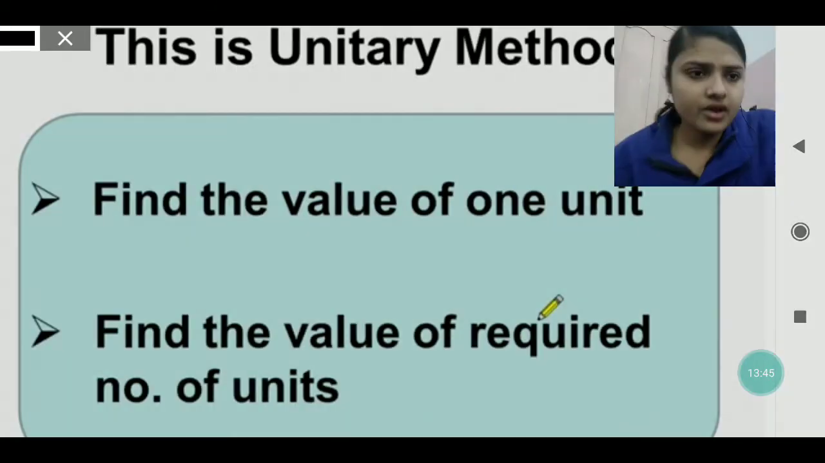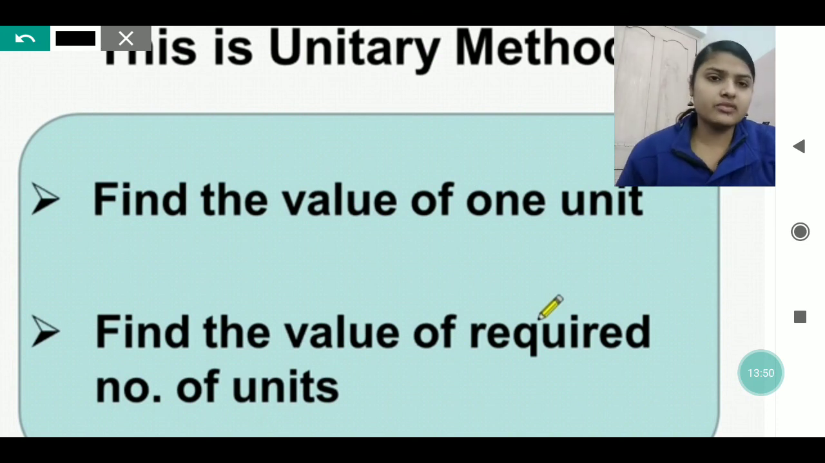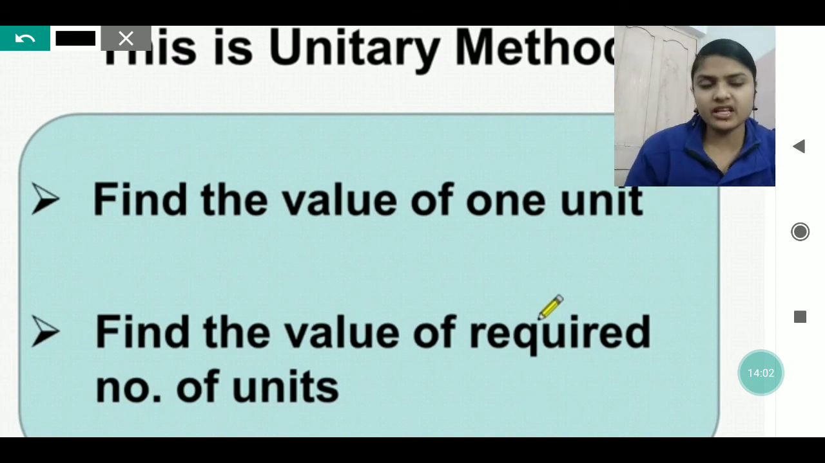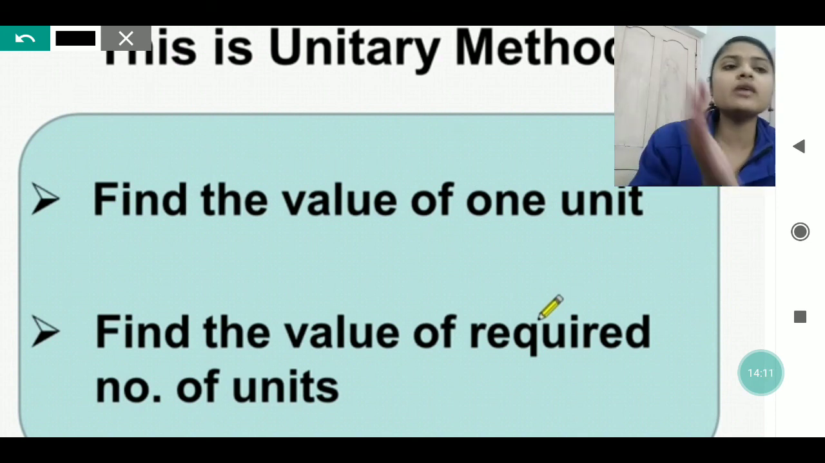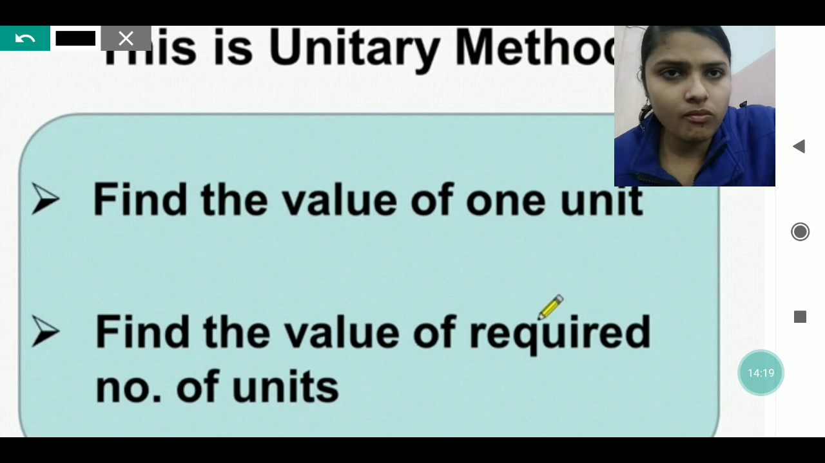Now here we are with the unitary method. When we are talking about the unitary method, we basically find the value of one unit, and after that we find the value of the required number of units. This is what the unitary method is all about. When the number of units is given to you and you have to find the value of one particular unit, then after finding the value of one unit, you can find the value of the required number of units, whatever is given to you. So that is what the unitary method is all about. We will do some of the questions.